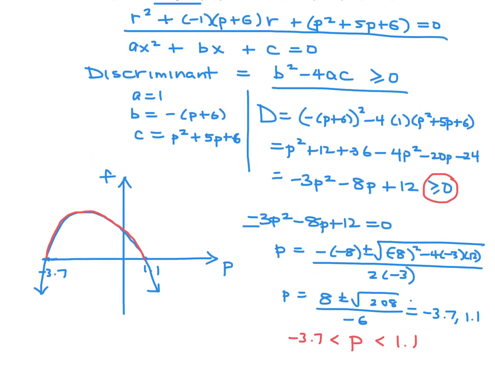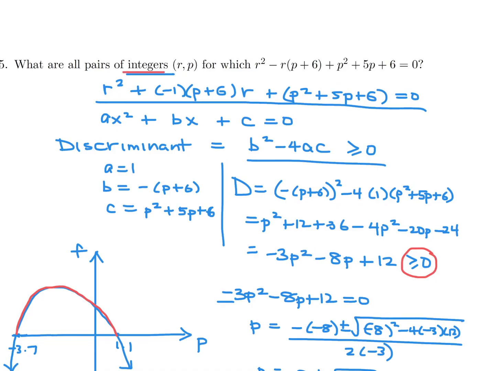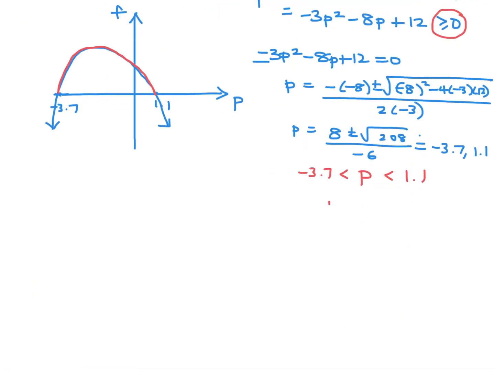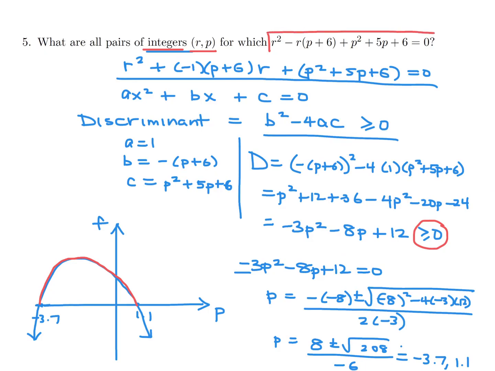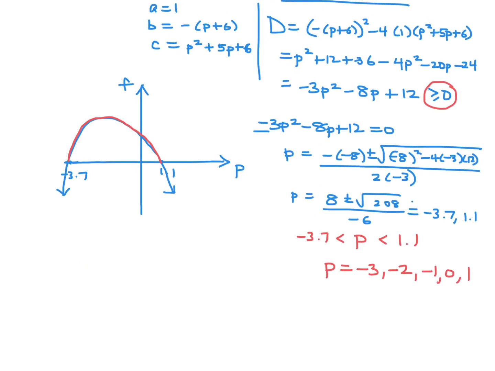Now p is an integer. So that means p is going to be either -3, -2, -1, 0, or 1. Got it? But we want to figure out r as well, because we have to figure out r and p. So then we are going to use this to figure out r, that original equation. So let's put that original equation on the screen here. So it's r squared minus r times (p plus 6) plus p squared plus 5p plus 6 is 0.